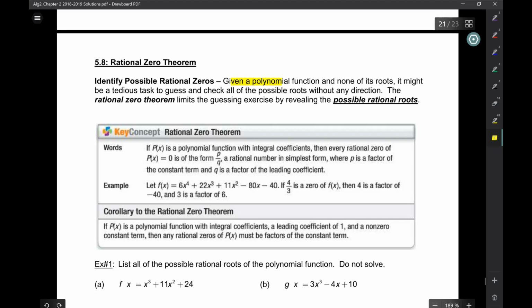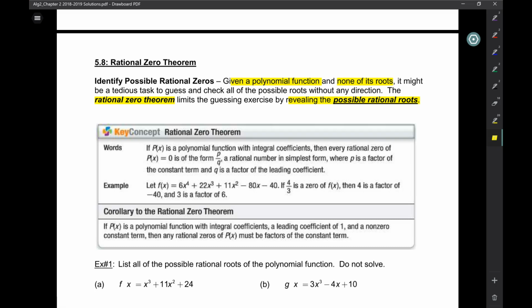So if you're given a polynomial function and none of its roots, it's a tedious task to check every single possible root. But the rational zero theorem, that's what we're going to be using, limits the guessing by revealing the possible rational roots. So if a polynomial has a rational root, what's an example of a rational number? 2. What else? How about 5 over 2? Negative 5. So if it has a rational root like those, then with this rational root theorem we get a narrowed down list.